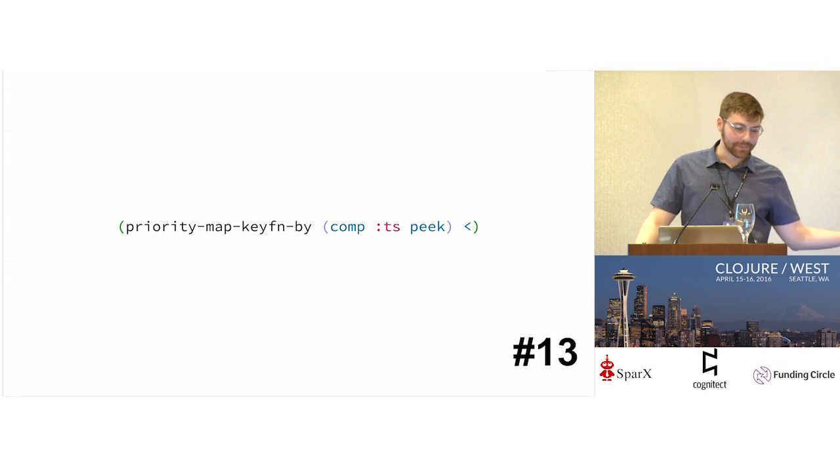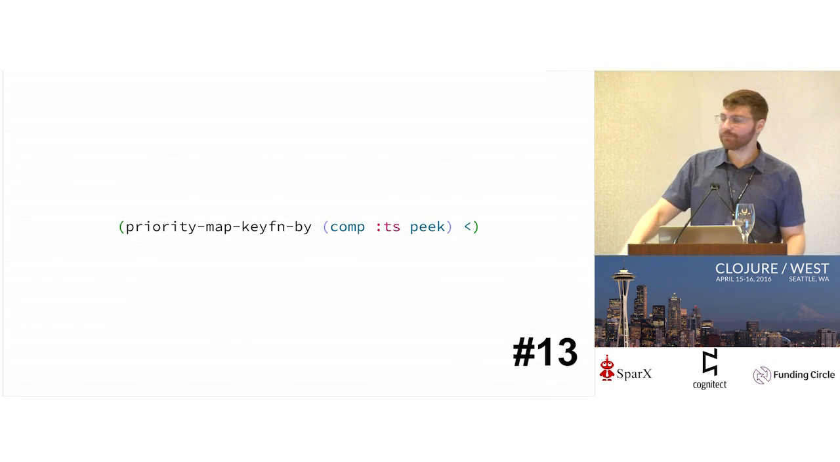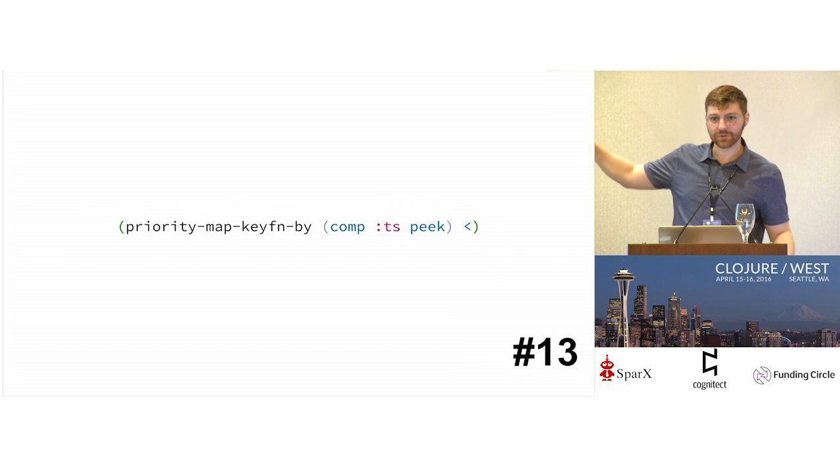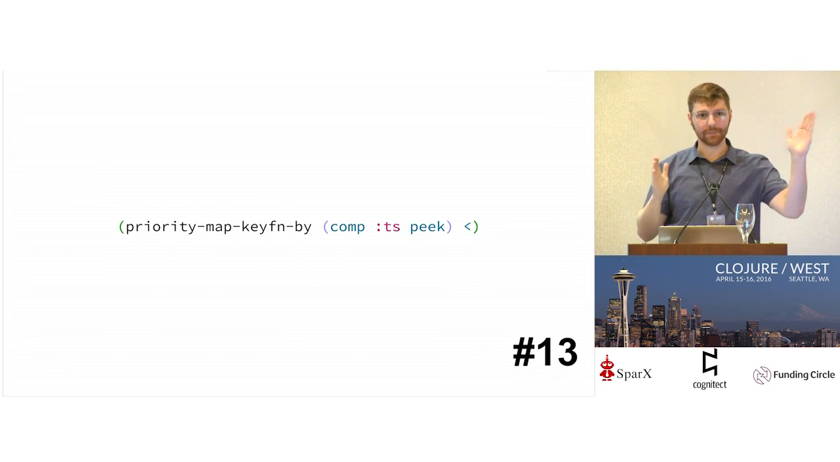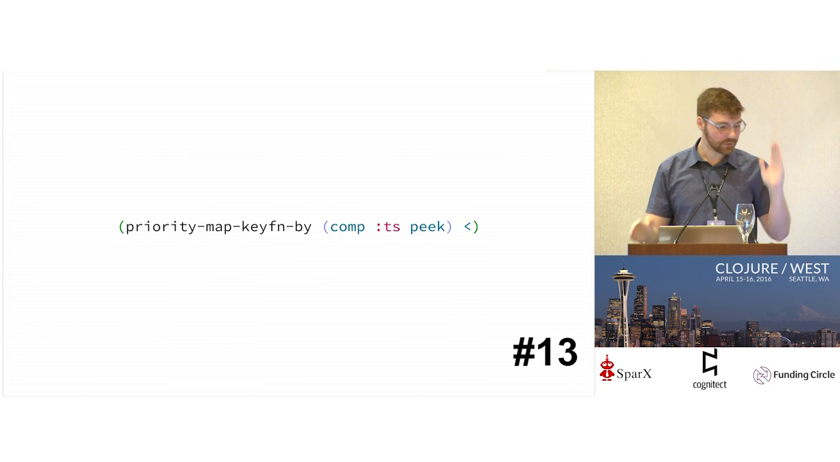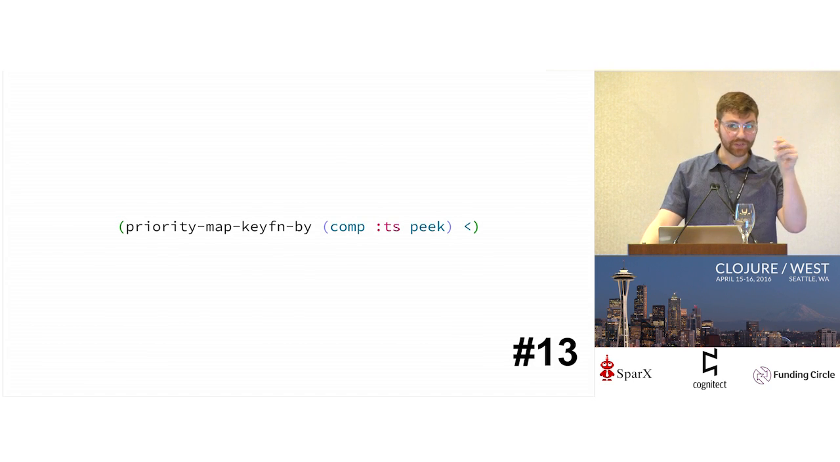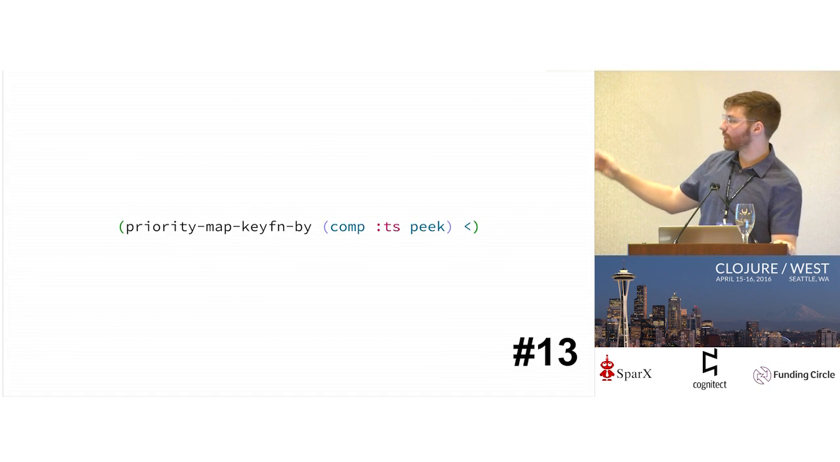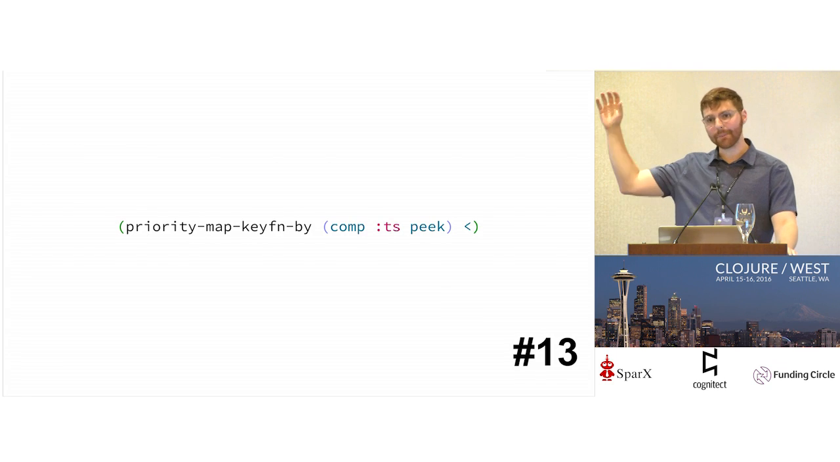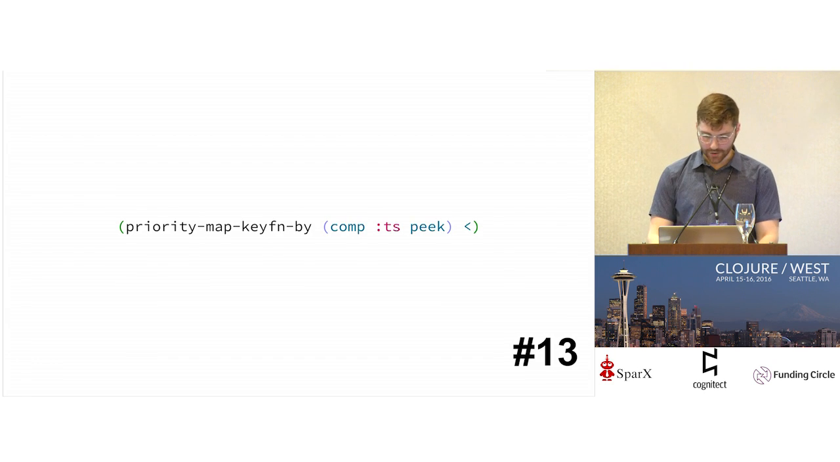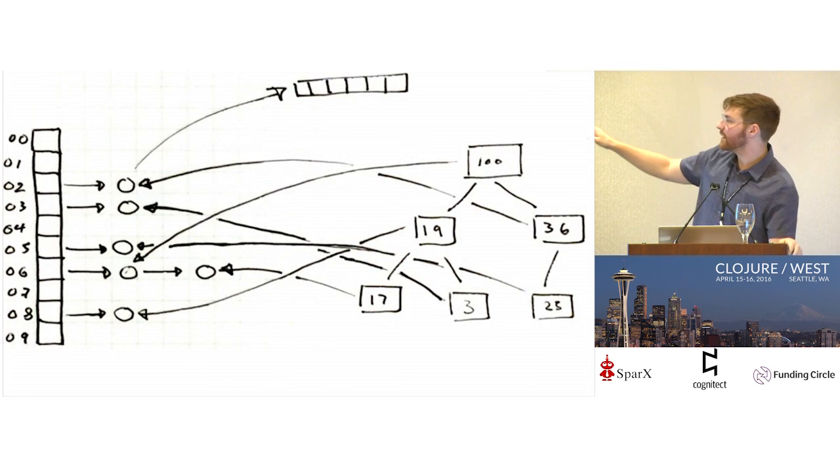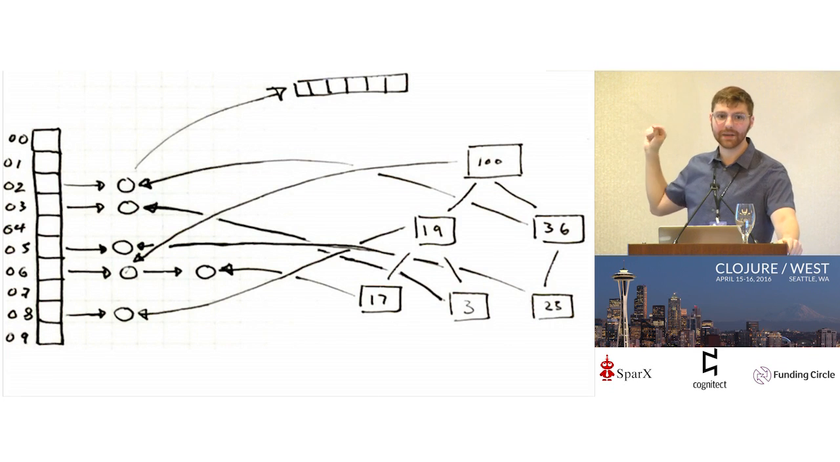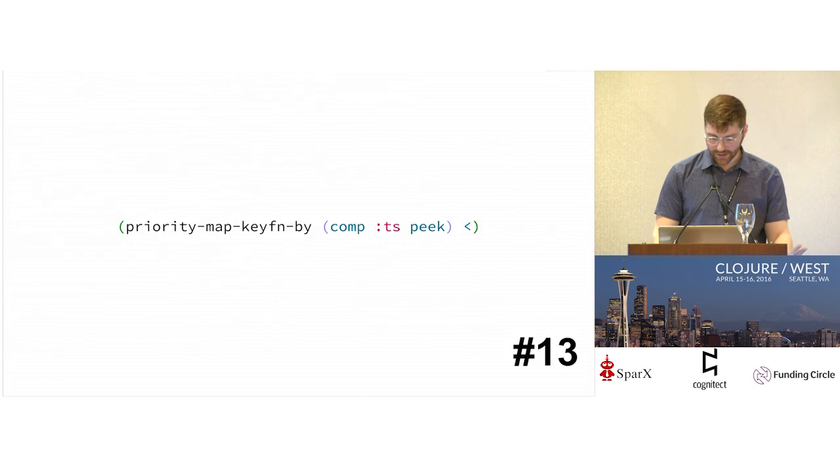All we say is priority map key fn by, and we look at peeking on the queue. So that's each one of those queues. We're going to peek the first thing. That's O(1) because it's a queue. We're going to look at the timestamp, and then we're going to sort them all by less than. So whatever's the top priority in our priority map is always going to be the queue with the oldest item in it, which is pretty nice.